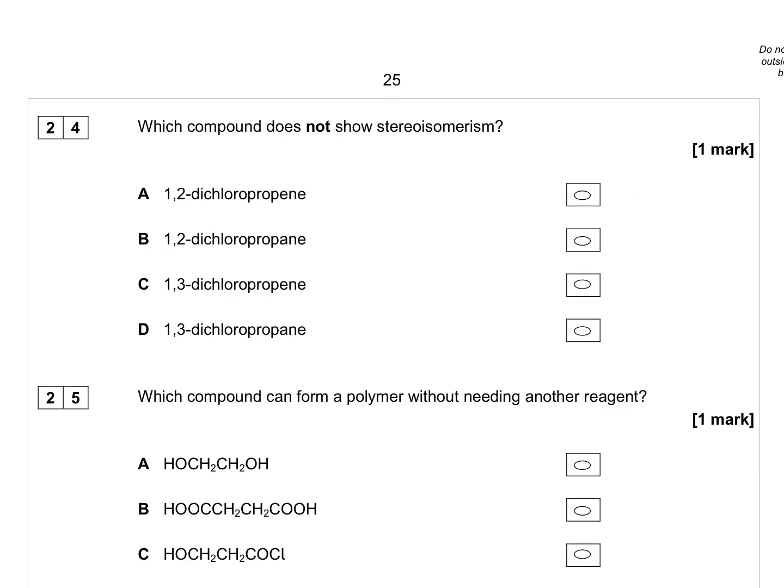So 24 is about stereoisomerism again, so I would recommend quickly just drawing them and checking which ones are able to form stereoisomers. So A, if we draw it quickly, would be able to form EZ isomers. B, quickly draw it. Okay, so that would be able to form enantiomers, optical isomers.